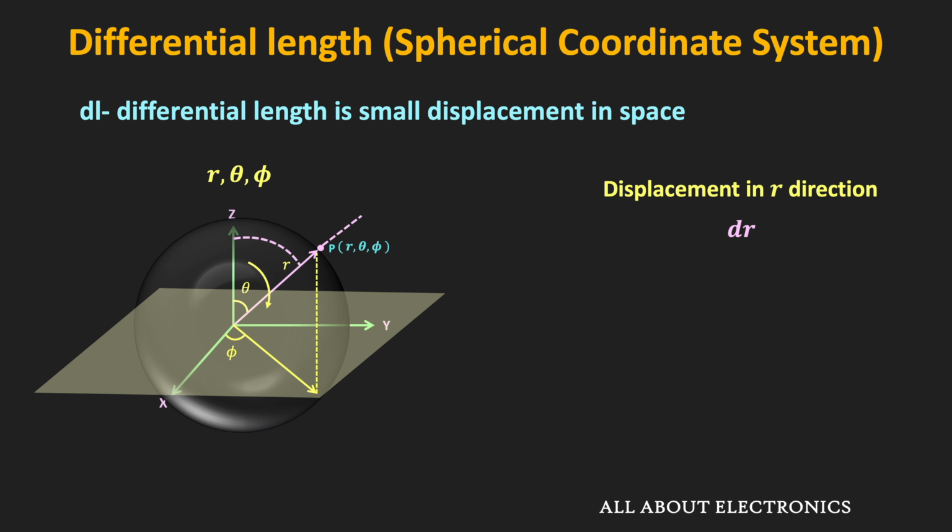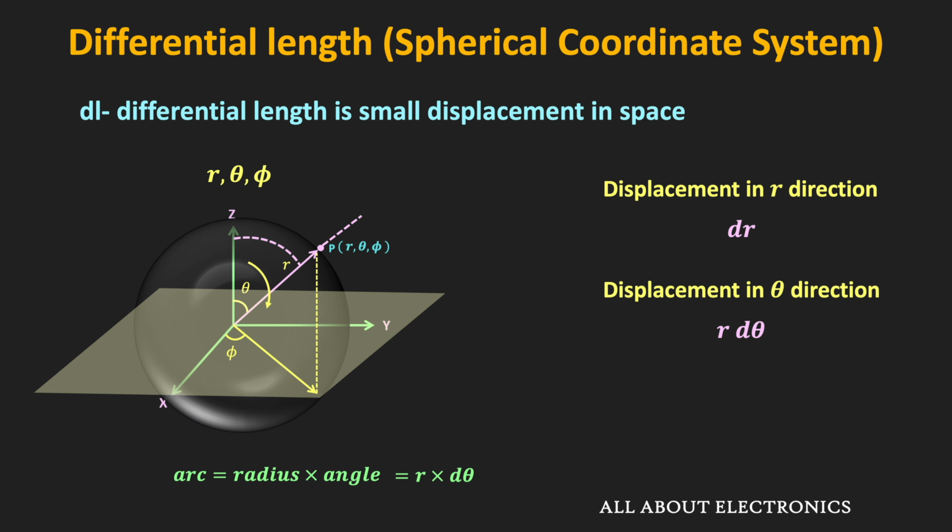And once again, here the length of the arc can be given as the radius times angle. So here, for this movement, the radius will be equal to r, while the change in the angle is equal to dθ. So we can say that the length of the arc is equal to r times dθ, and therefore the displacement in the increasing direction of θ is equal to r times dθ.